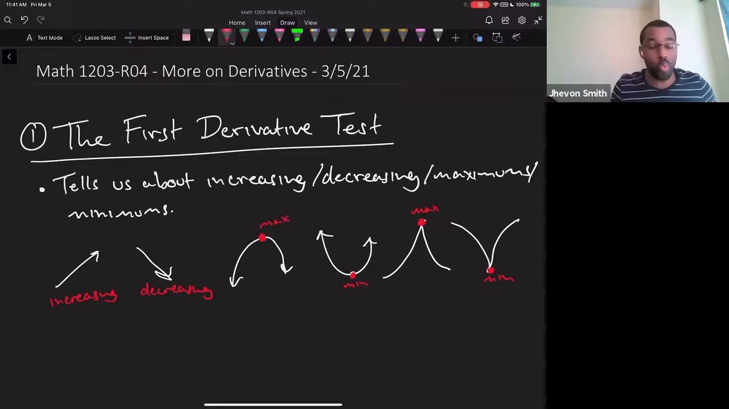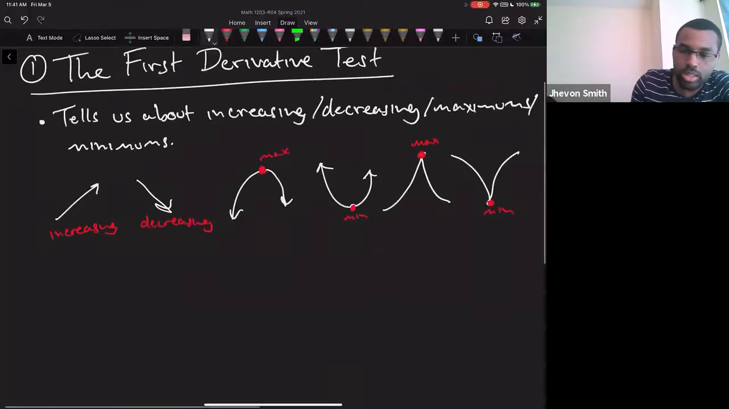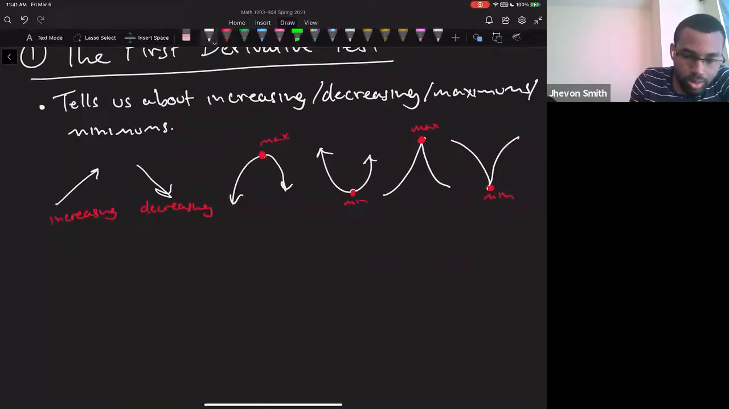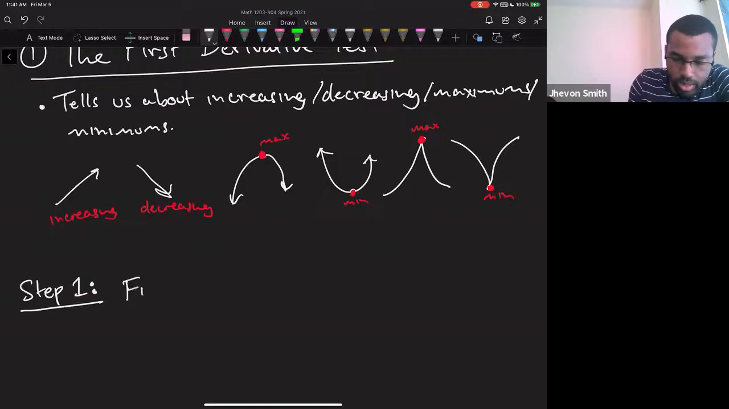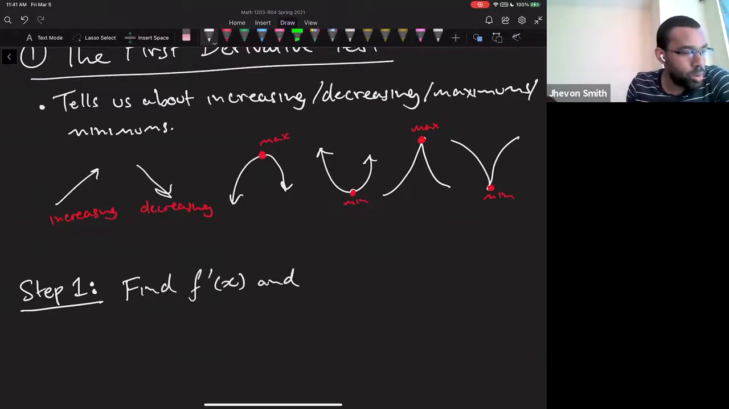Now, if this is what you want to find out about, one way you can do that, which is a very nice way to do that, is what's called the first derivative test. So let's talk about how we actually do that. Well, step one, you would find f prime. And I want to combine this in step one: the critical points.